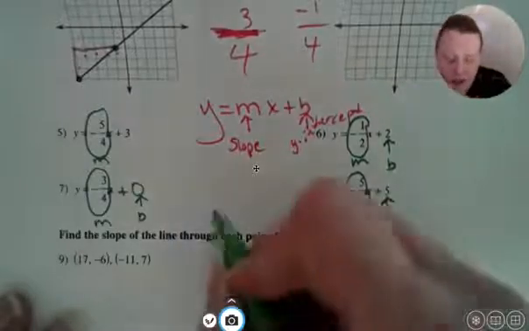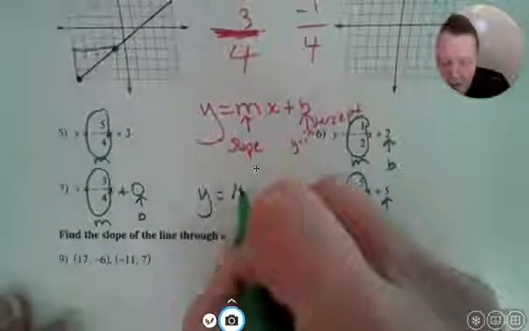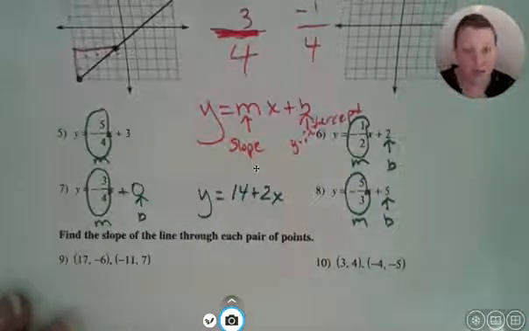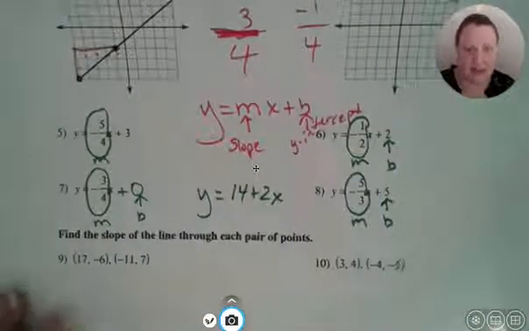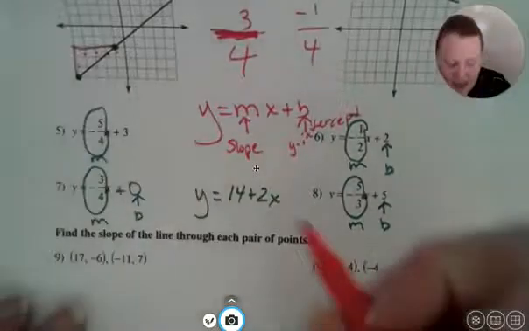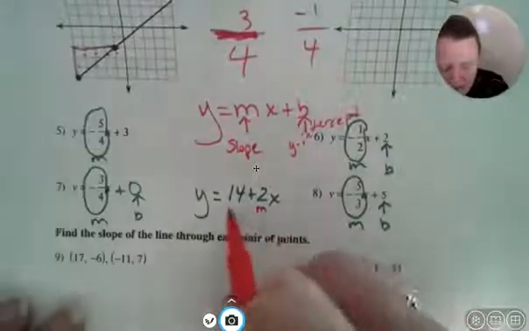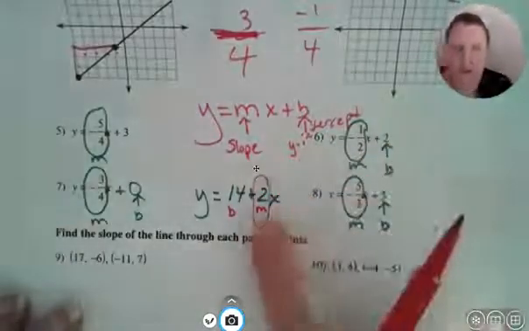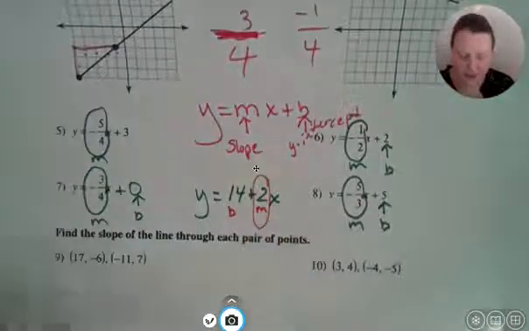So even if I write an equation like this, 14 plus 2x, which one do you suppose is going to be the m? You guessed it. It's going to be the 2. It's the one that is in front of the x. So this is m and this is b. Please do not get confused. It is always the one that is the coefficient of the letter x.